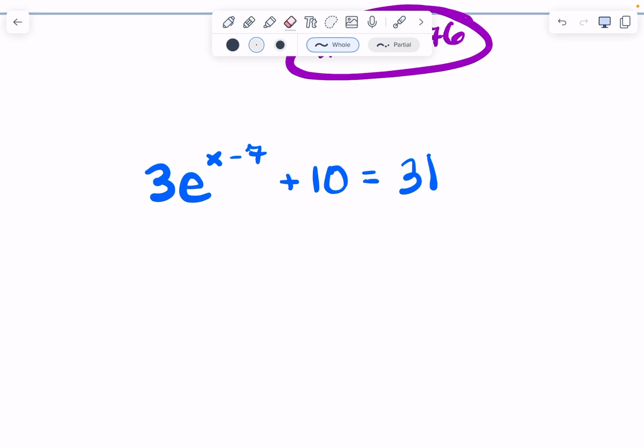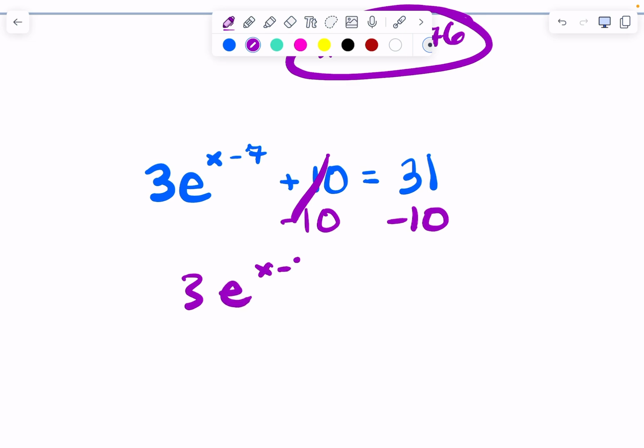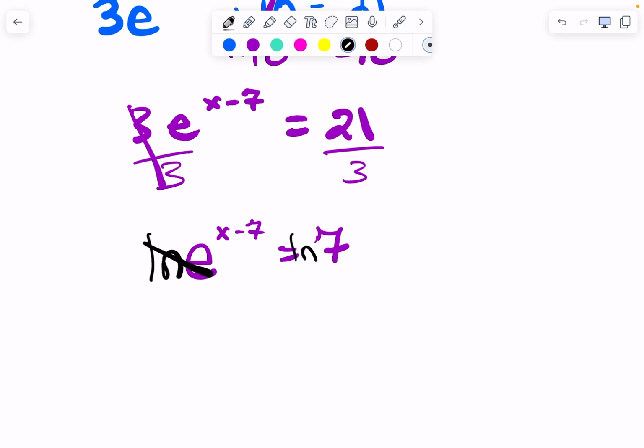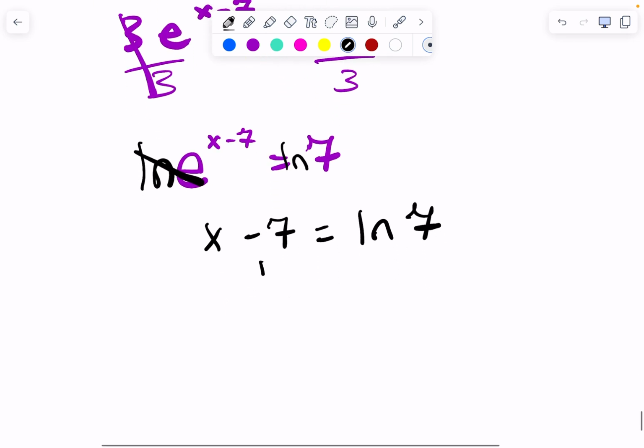Okay, what do we do first? Let's walk through it. Minus 10 first. Okay, that comes out really nice. Equals 21. Then divide by 3. 21 divided by 3 is 7. Now we ln: x minus 7 equals ln 7. And then we add the 7.